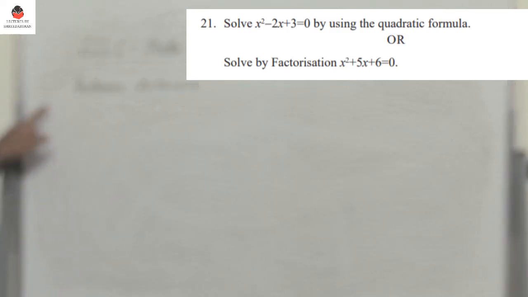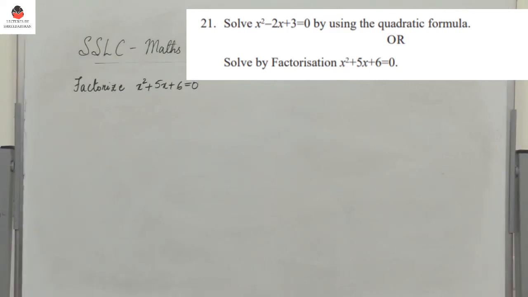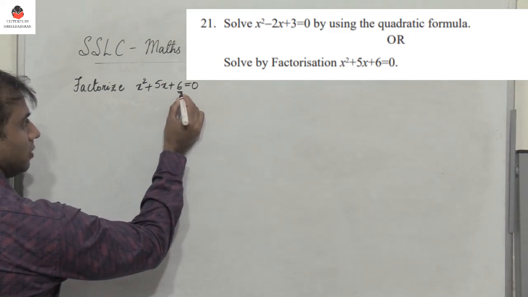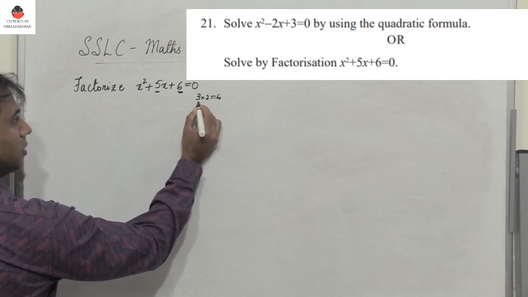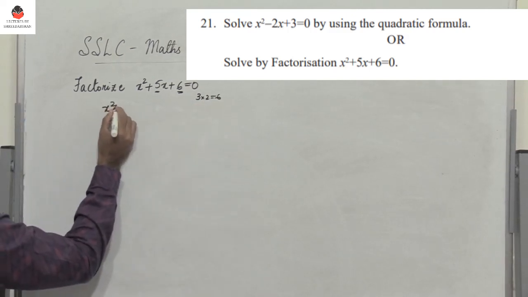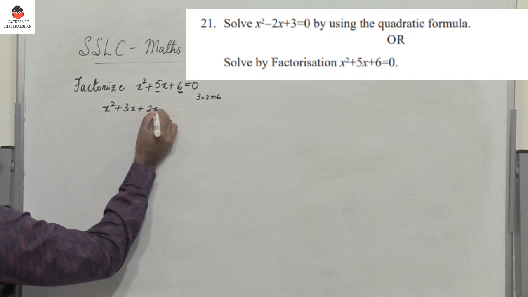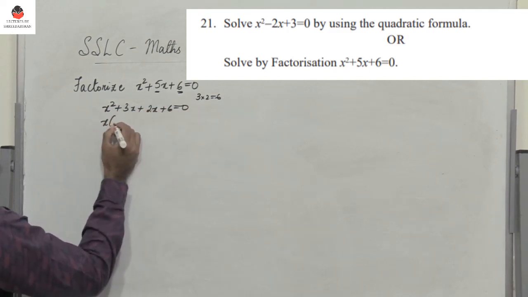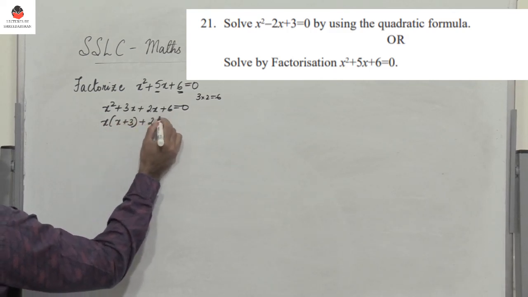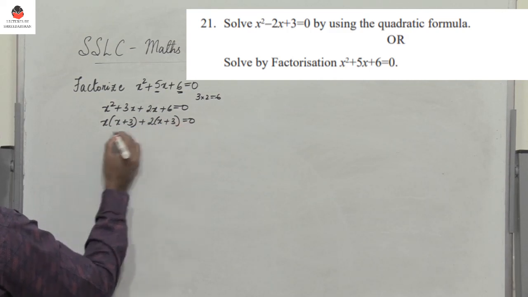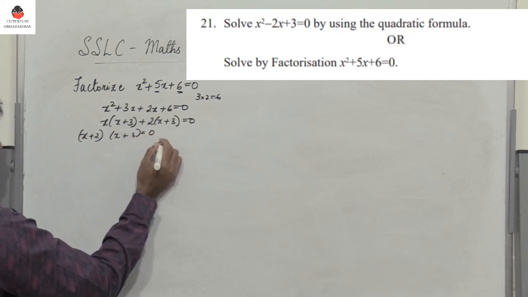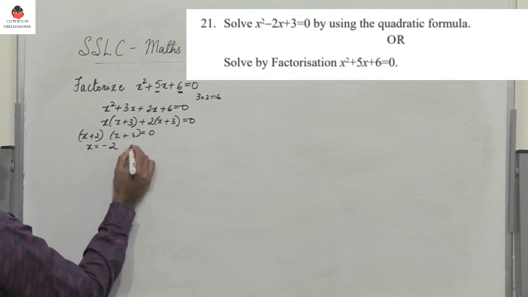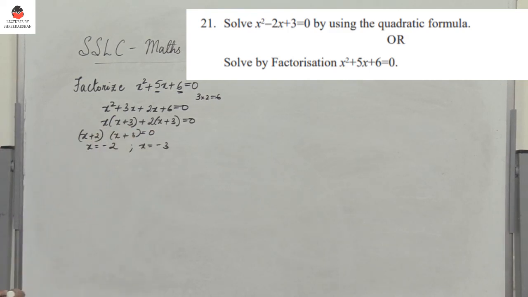So for the next question, we have to factorize x square plus 5x plus 6 equal to 0. So now two numbers when multiplied should give me 6 and when added should give me 5. So we know that 3 into 2 is 6, 3 plus 2 is 5. So I can factorize it as x square plus 3x plus 2x plus 6 equal to 0. X into x plus 3 plus 2 into x plus 3 equals 0. So I have x plus 2 into x plus 3 equal to 0, or we have x is equal to minus 2 or x is equal to minus 3. So these are the two values.